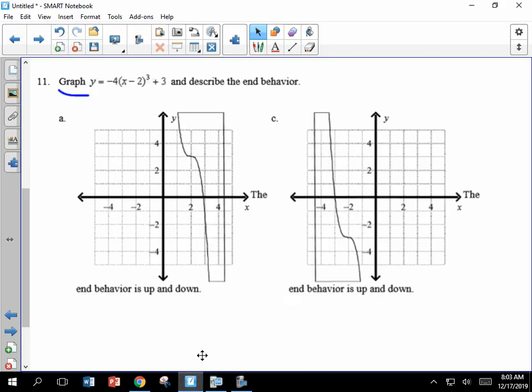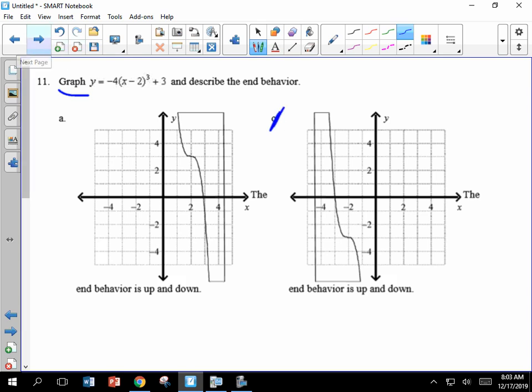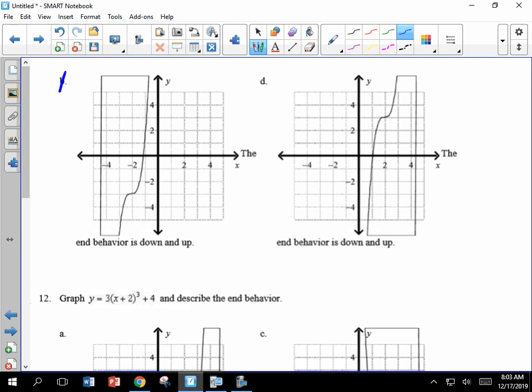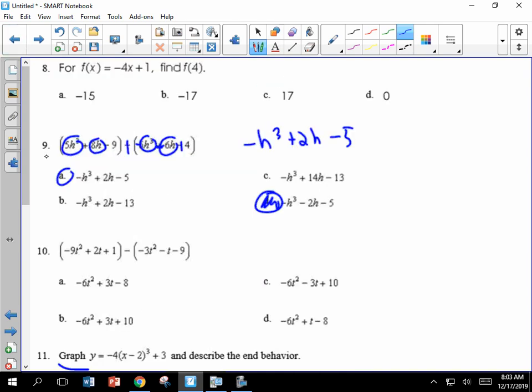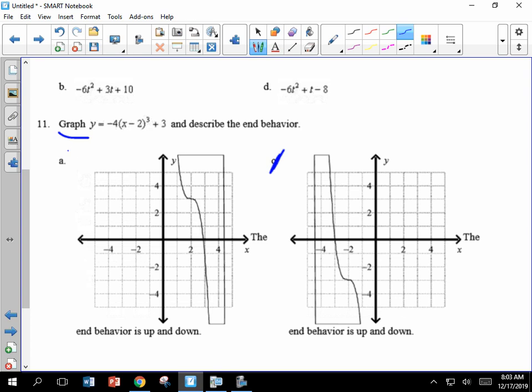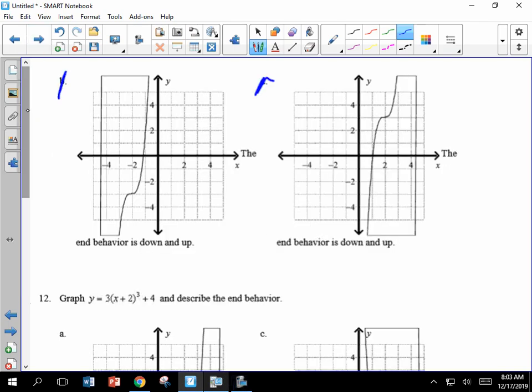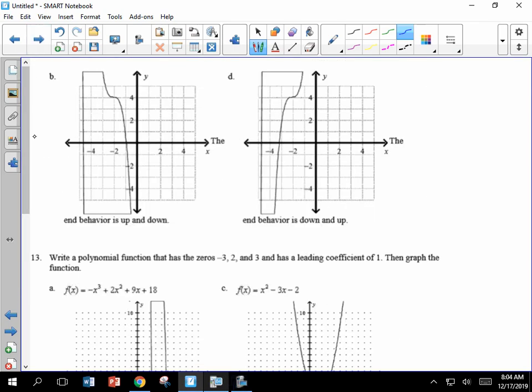So going here, this part out here is just extra, so that's a possibility. This one is not. Go to the next page. This one is not. And this one is not. So just by looking at the graph, we're able to get the correct answer. A is the correct answer. Number 12 is done the same way. 13.